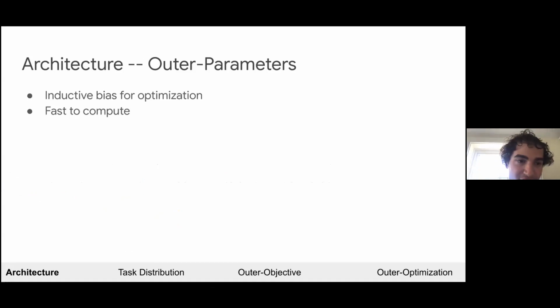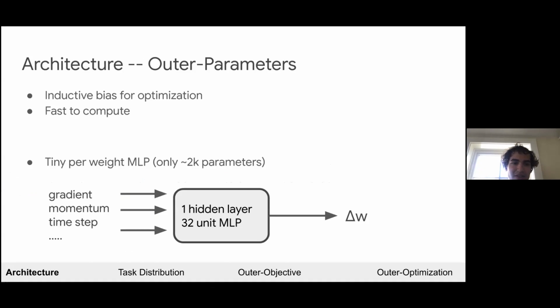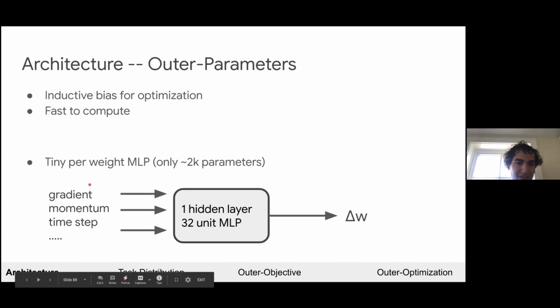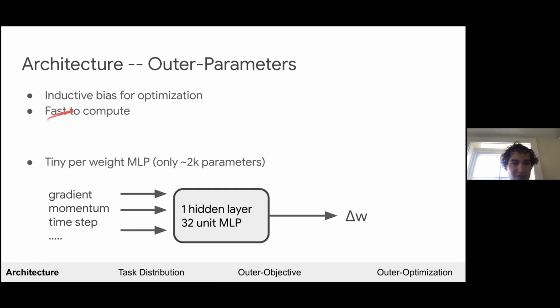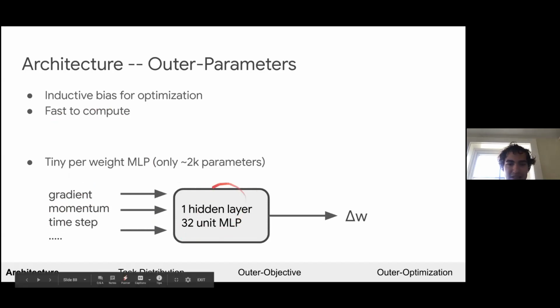Cool. So the first thing is architecture. In this problem, we wanted to pick an architecture that had a good inductive bias and was also very fast to compute. For that, we picked a tiny MLP. The inductive bias comes in on the inputs. In the case of this MLP, we feed in gradients, momentums, and time steps. The fast to compute comes from the fact that this is a one hidden layer MLP with 32 units. It's super small. Now this MLP is applied per parameter. What this means is if we have, say, an n-dimensional inner problem, I'll do n applications of this small MLP, each with shared weights. And then this MLP outputs a change in weight.